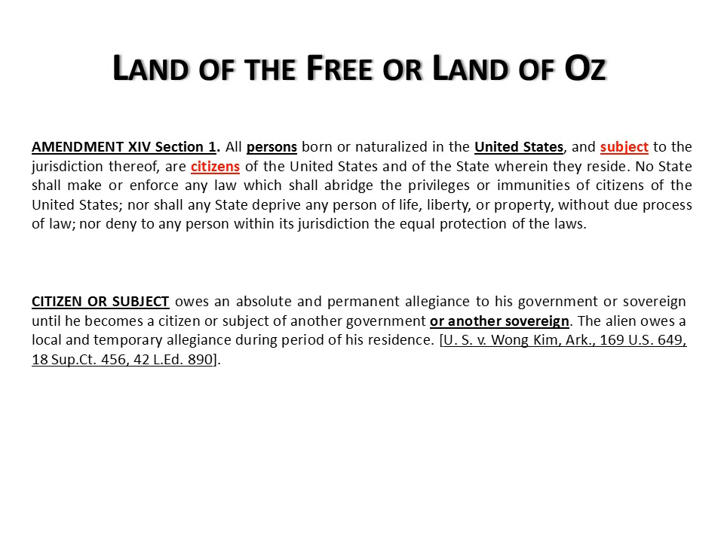The word subject or citizen is defined as such. It owes an absolute and permanent allegiance to his government or sovereign until he becomes a citizen or a subject of another government or another sovereign. The alien owes a local and temporary allegiance during the period of his residence. And this is a definition that was given in a U.S. Supreme Court ruling. So to be a subject or a citizen is to owe allegiance to a government or a sovereign. And at this point, it's ultimately to a group of people who are called the elite who see themselves as the sovereign and the owners of the corporation and therefore the owner of you.